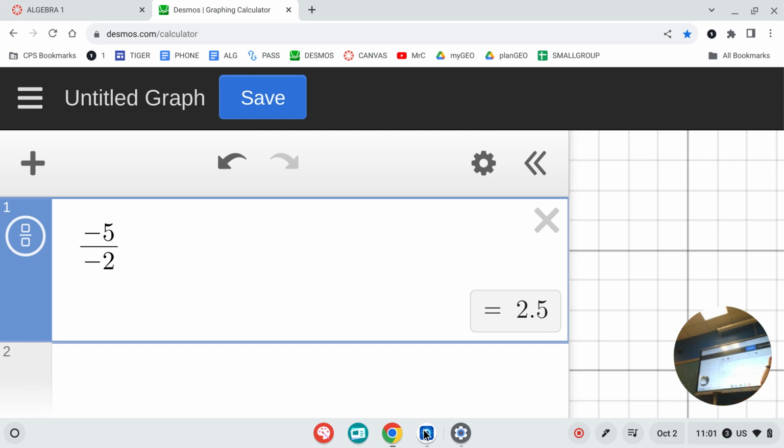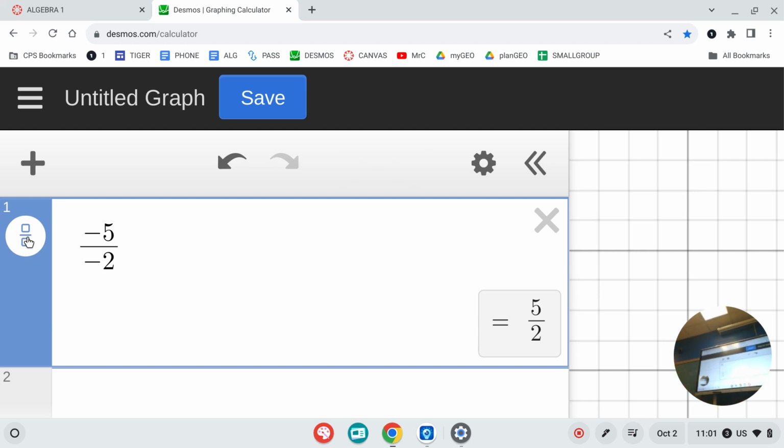There is a button right here on the outside of DESMOS. And when you press this, it will turn your answer into a fraction. So, once we press that, it tells us the fraction.